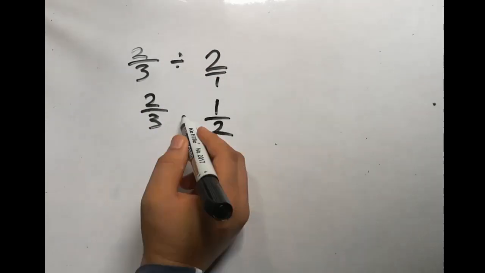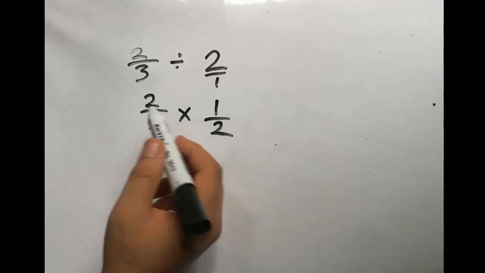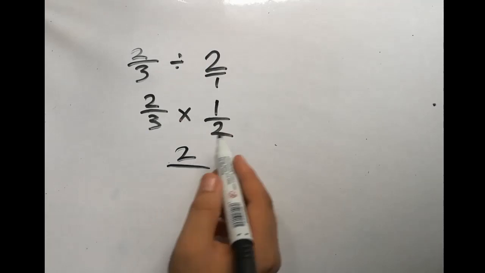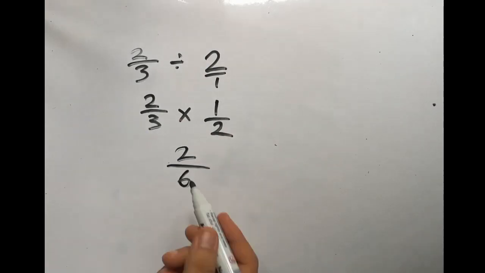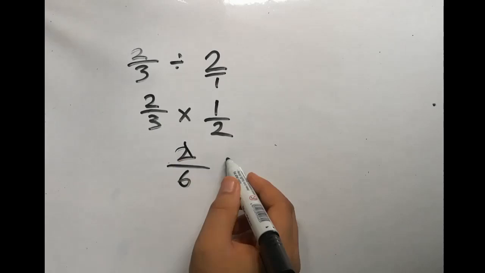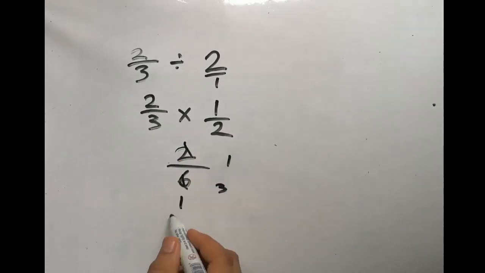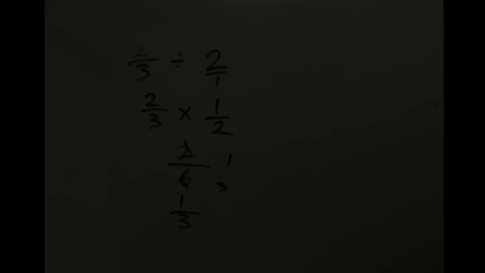Once you've done that, you now change the division to multiplication. 2 times 1 will give you 2, the numerator, over 3 times 2 will give you 6, the denominator. You can further break it down. 2 into 2 is 1, 2 into 6 is 3, to become 1 over 3 as the final answer. It's just straightforward, isn't it?